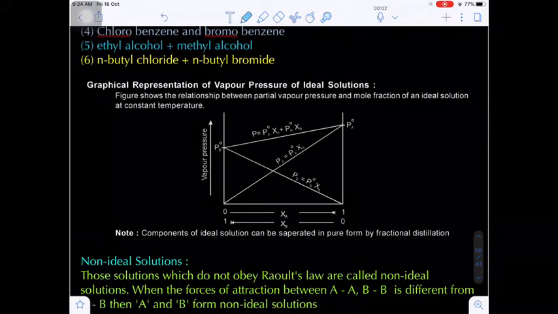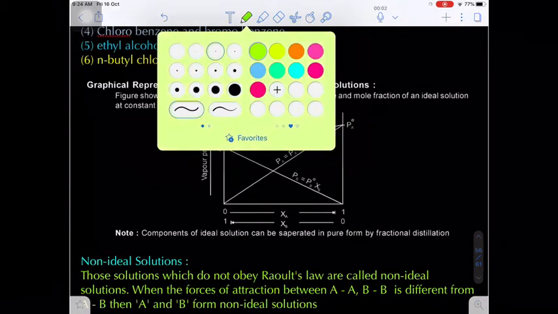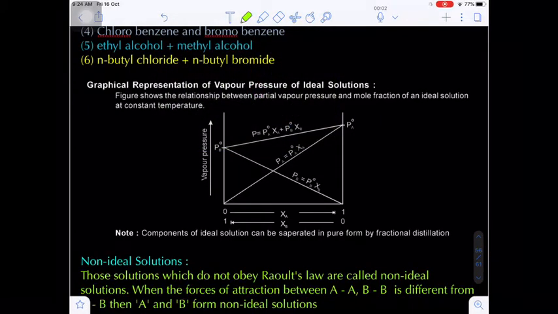Vapor pressure of ideal solutions. Now in the last class we completed the vapor pressure curve regarding the two volatile liquids of a binary solution. Okay. Now on the y-axis I am taking the vapor pressure, whereas on the x-axis I am taking the mole fraction.